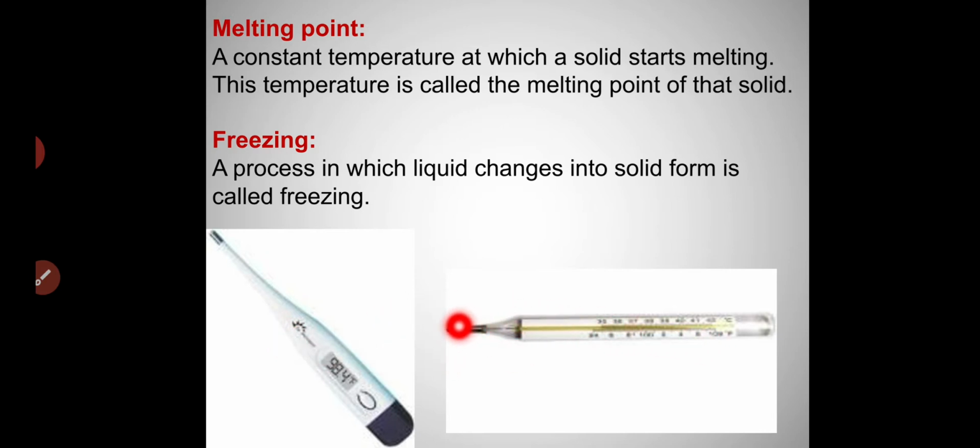Here at the nose of the thermometer, it contains mercury, and when it touches a hot body, the mercury rises up and shows you the temperature. With the help of this thermometer, we can understand the melting point and boiling point of a substance, right? Now, the melting point is a constant temperature at which a solid starts melting. Suppose an ice cube is there, it starts melting and converts into water, right? And the freezing point: a process in which a liquid changes into solid form is called freezing.